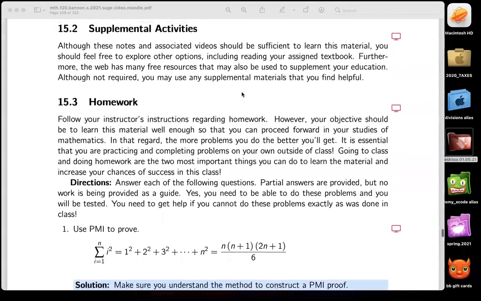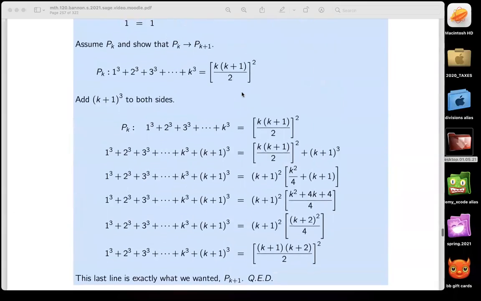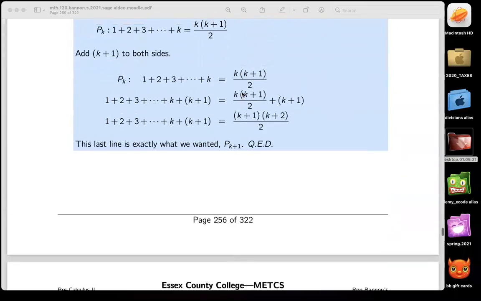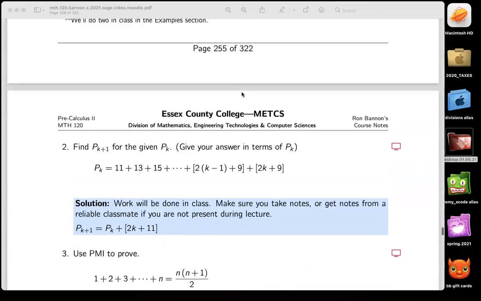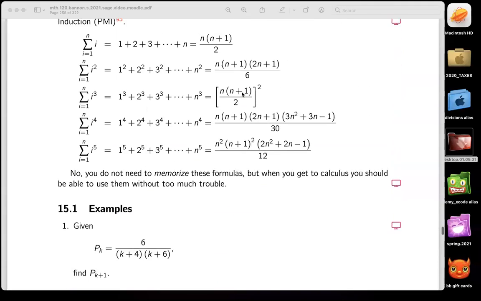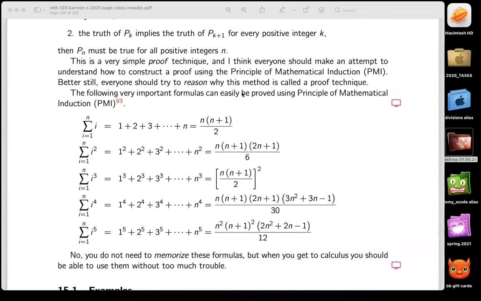Okay, so we're in section 15 of the notes, and I realize for some students, they look at this and they have very little comprehension of what's been presented to them. But what's been presented is a proof technique. We're looking at these sum formulas over and over and we're trying to prove them.